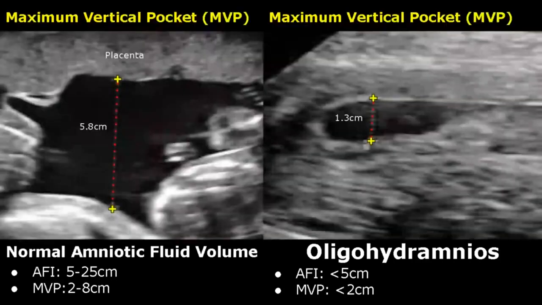In maximum vertical pocket method, the normal value is between 2 to 8 centimeters. In this image, the single deepest pocket measurement is 5.8 centimeters, so that is normal. And in oligohydramnios, we see a very small area of fluid. The measurement is 1.3 centimeters.